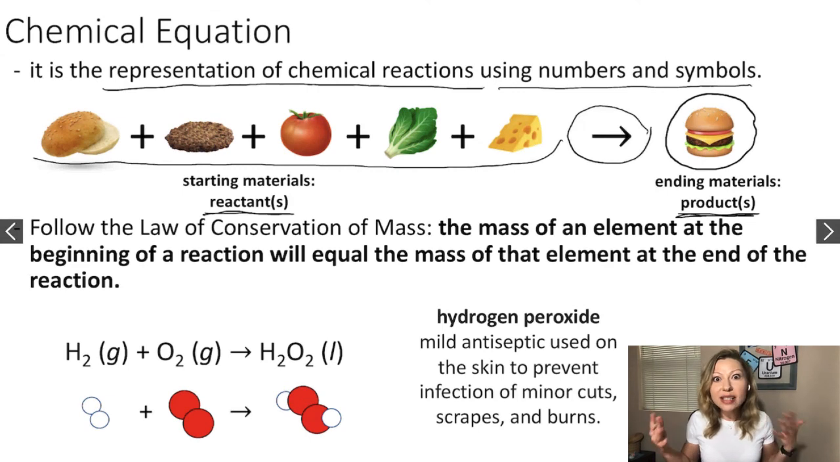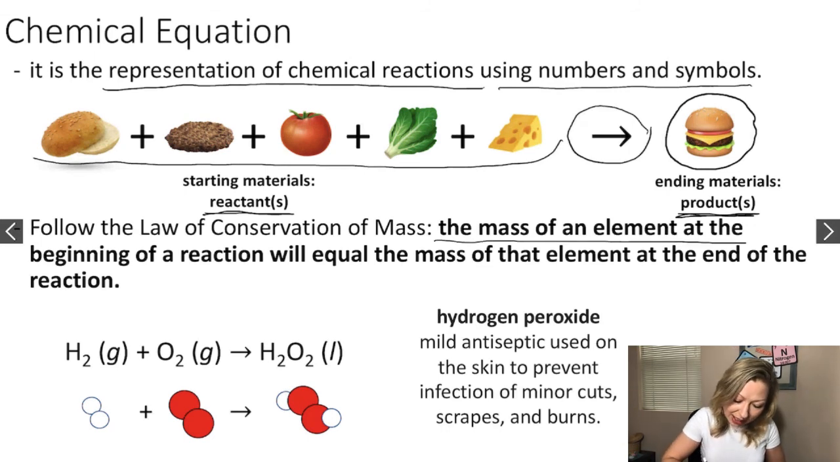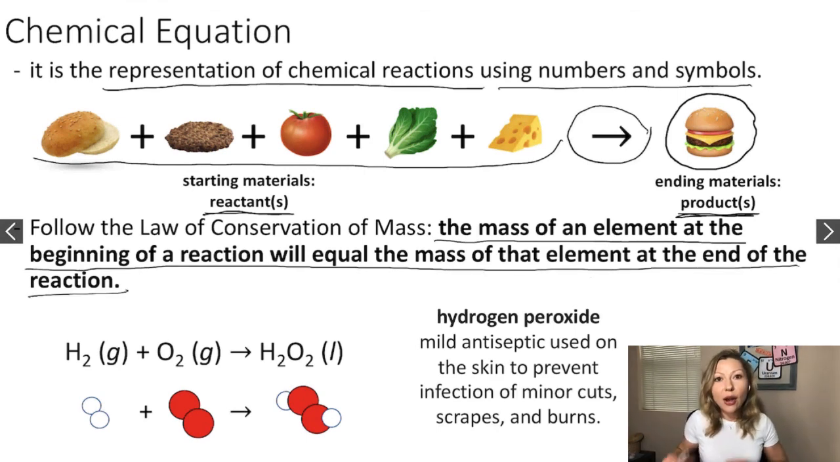Okay, so what is a very important part of preparing a meal? Well, you have to know how much starting material you need to actually make enough of the food that you are trying to prepare, right? So similarly, in a chemical reaction, we have to follow the law of conservation of mass, okay? This just tells us that the mass of an element at the beginning of a reaction will equal the mass of the same element at the end of the reaction. Okay, let's take a look at an example.